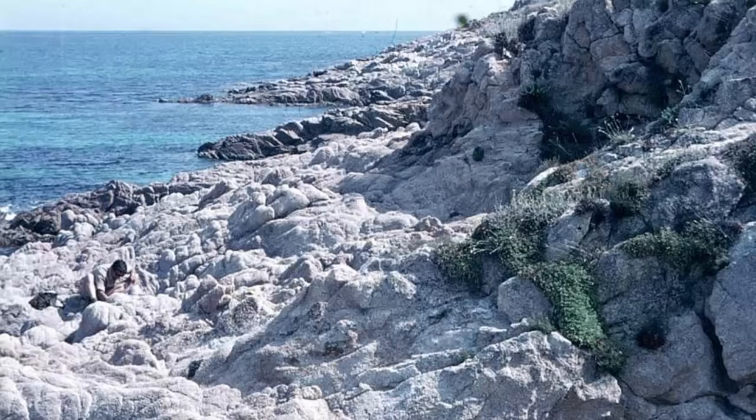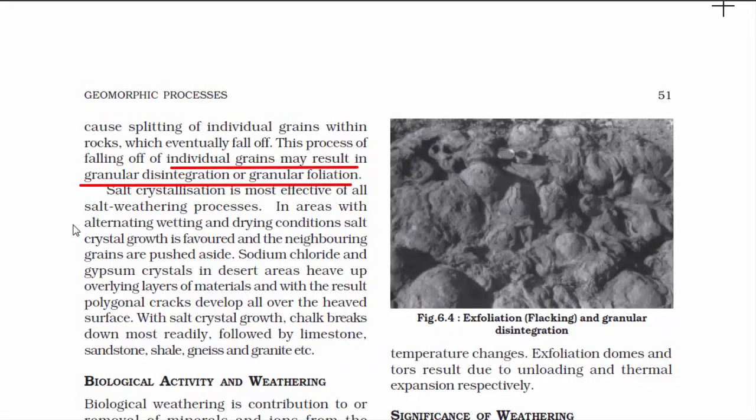So here's an example of salt weathering of granite at the French Mediterranean coast. You can see how the granite rocks are disintegrating. Here both the water from the sea and the heat from the sun are acting on the rocks and making the salt weathering process work fast. So these were all the various weathering processes under physical weathering.